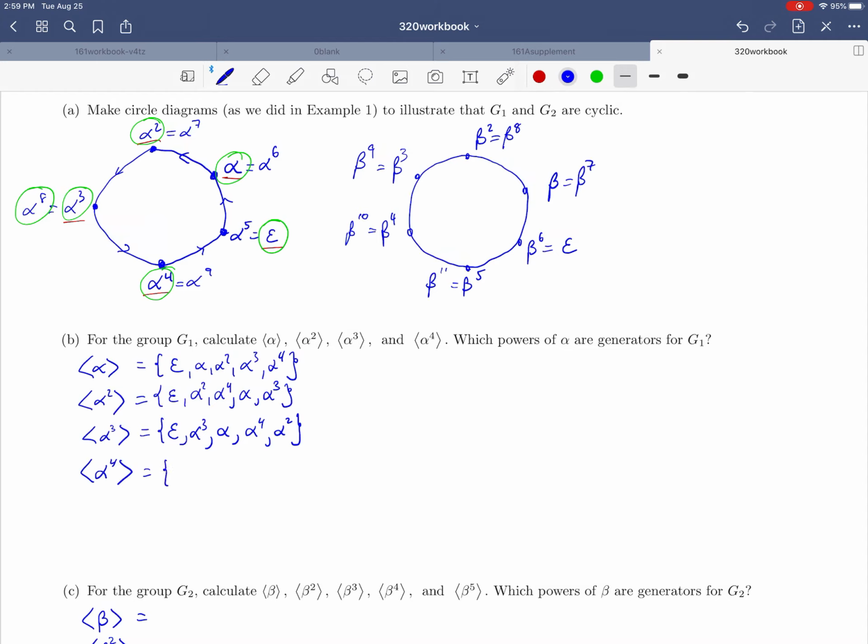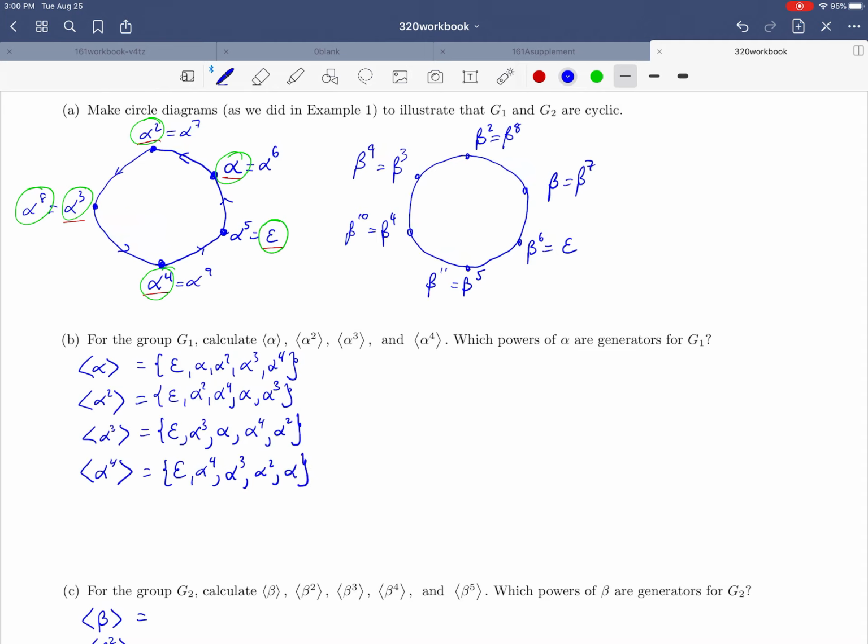But again, it's our entire group. And even with alpha to the 4th, you would start with, well, the identity, then alpha to the 4th. And then if you take alpha to the 4th times alpha to the 4th, you have alpha to the 8th, which is the same thing as alpha cubed. And you can go around your circle diagram and see that that's the case. And then the next one would be alpha squared, and the next one would be alpha.